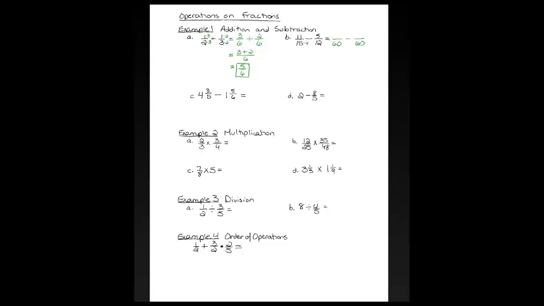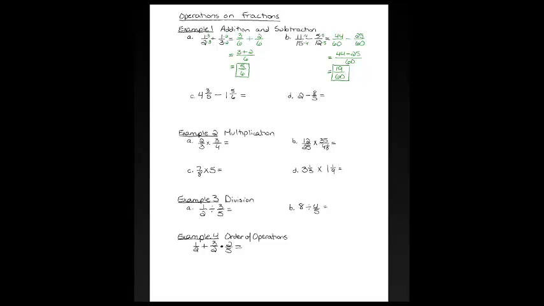15 times 4 gives you 60. So what you do to the bottom, you have to do to the top. 11 times 4 is 44. 12 times 5 gives 60. So 5 times 5 gives us 25. Now that we have our common denominator, we need to subtract the numerators. 44 minus 25 divided by 60. 44 minus 25 gives us 19 sixtieths.